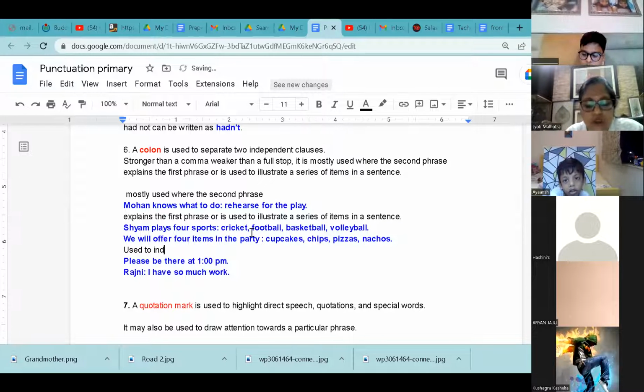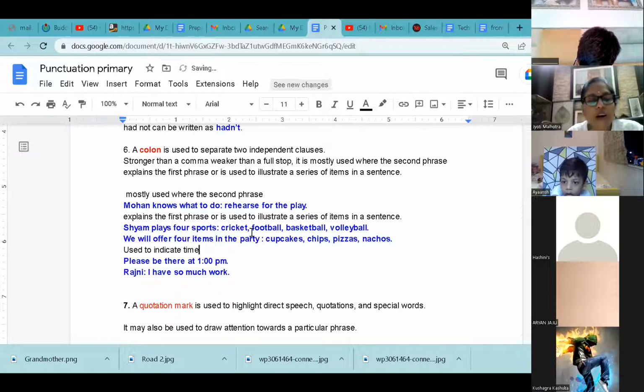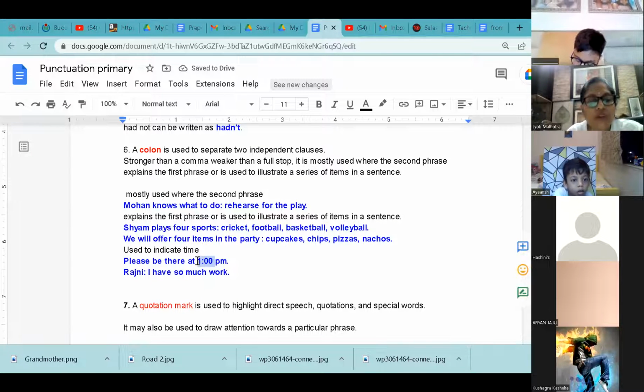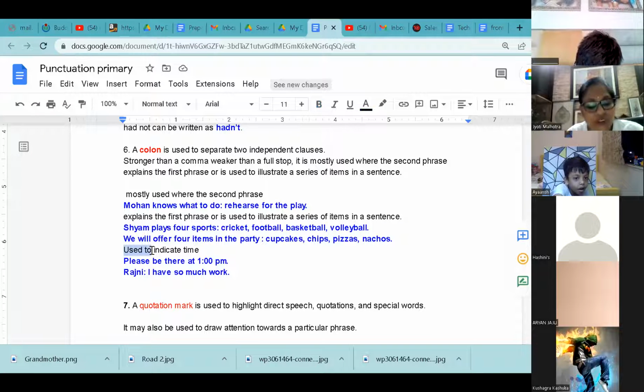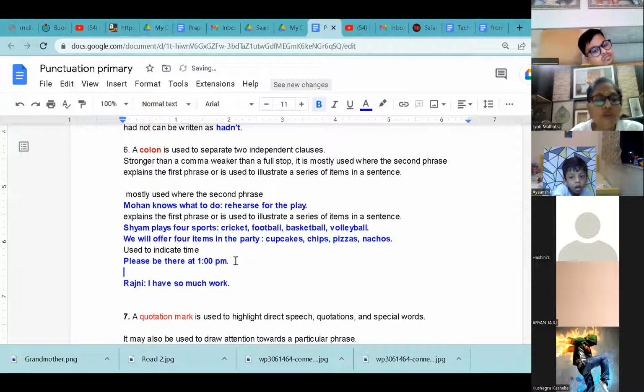Okay, how do you write time? In this way, it is 1 o'clock. So you put a colon mark after 1, and a dot, and you put 0, 0. So a colon mark is also used to indicate time. And the fourth usage, children, is that it is used to indicate direct speech. You know what is direct speech?